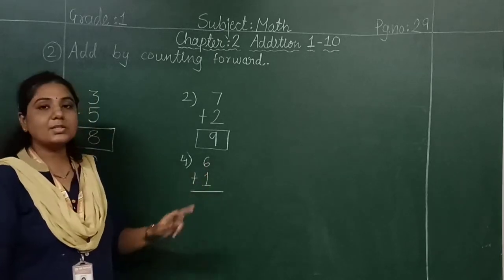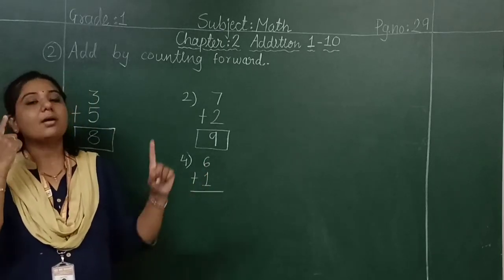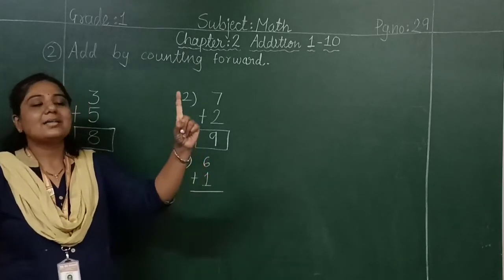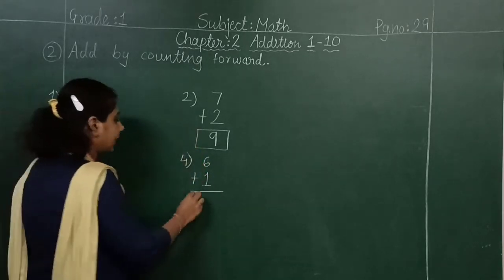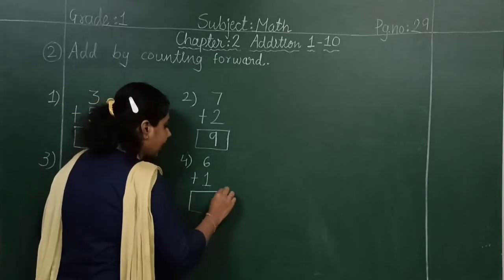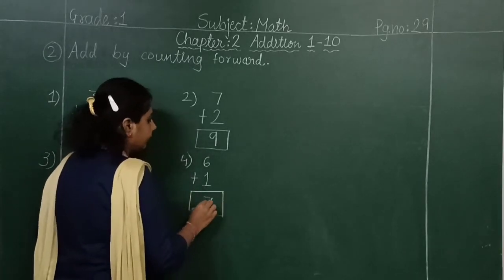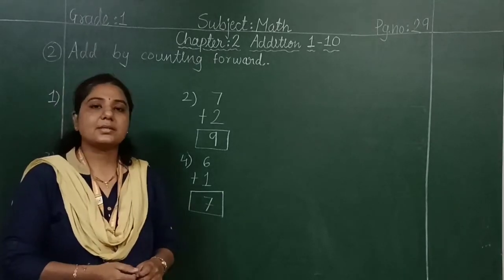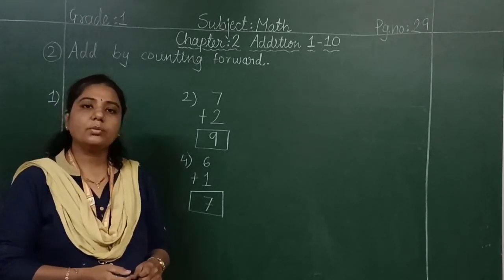Number 4, 6 plus 1. 6 in your mind, 1 in your hand, after 6: 7. So what will you write in the box? 7. So write down 7. This way you have to complete this exercise in your textbook.